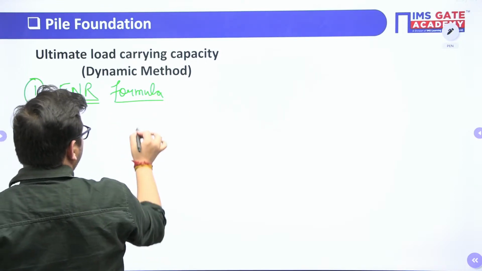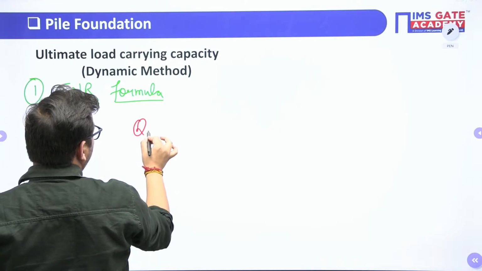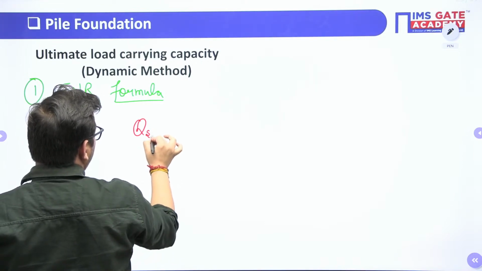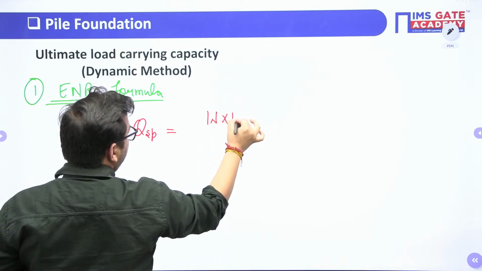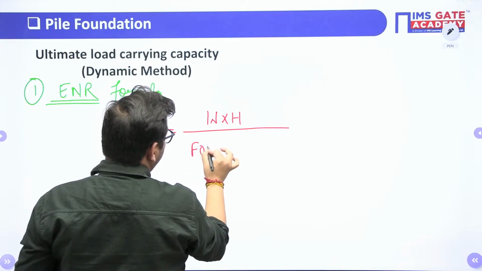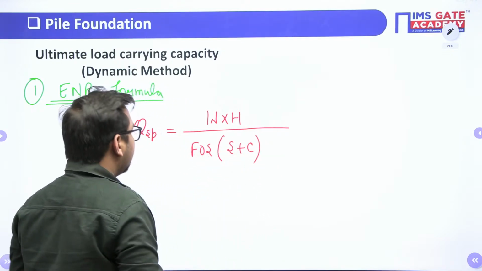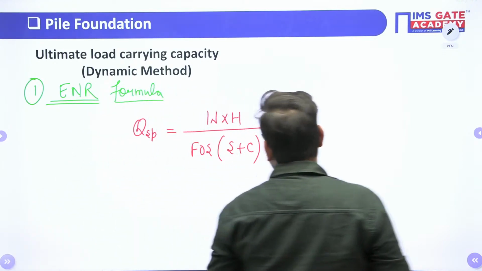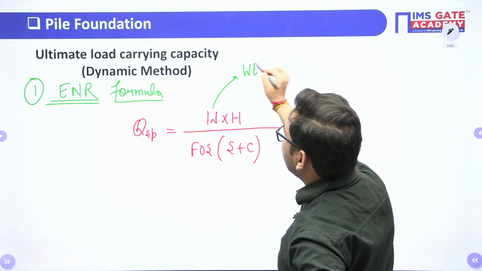According to this, the safe load carrying capacity of pile is equal to weight of hammer into height of fall of hammer, divided by factor of safety into (S plus C). Now try to remember, this W is nothing but the weight of hammer. We are calling it the dynamic method.